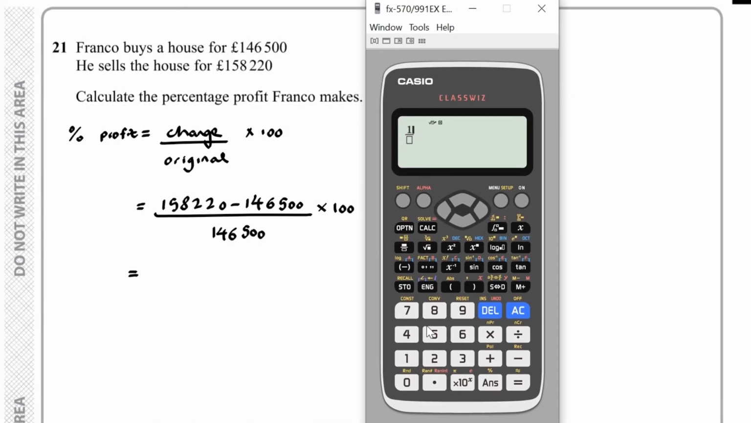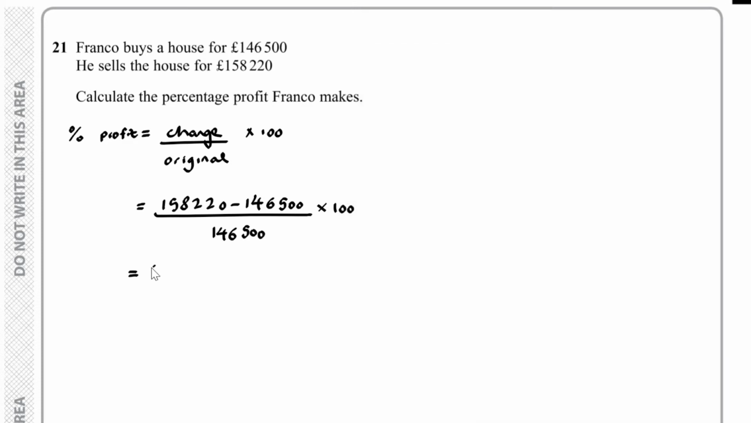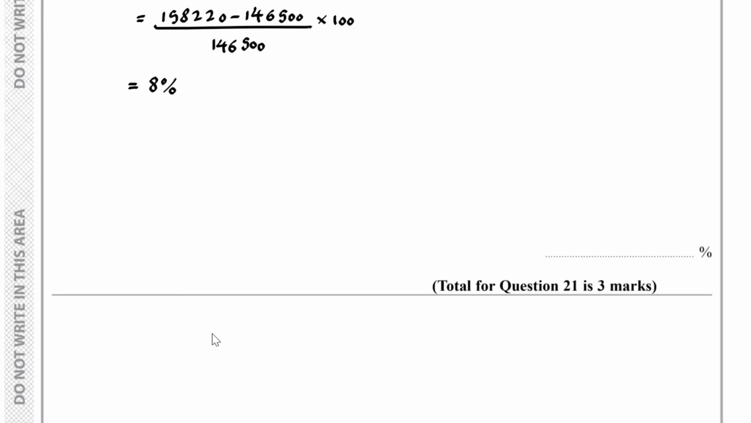And if we multiply this by 100, if we work this out, we have 158,220 minus 146,500 over 146,500. And if we multiply this by 100, turns out we get 8%. So we have 8% as our percentage profit.